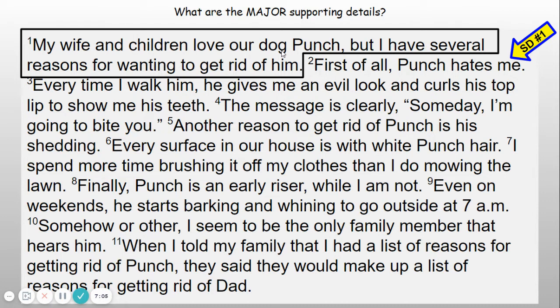The next major detail, I'm looking at sentence 5. Another reason to get rid of Punch is his shedding. And then sentence 6 and 7 go ahead and explain that, or talk about that a little more, the shedding. And then the last one, it says, finally, Punch is an early riser, while I am not. And then the rest of the passage talks a little bit more about Punch waking up super early. So those are your three main major supporting details.